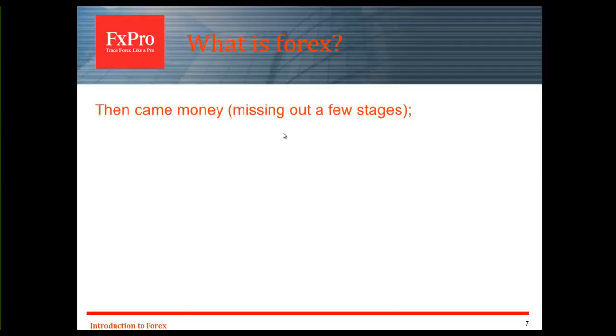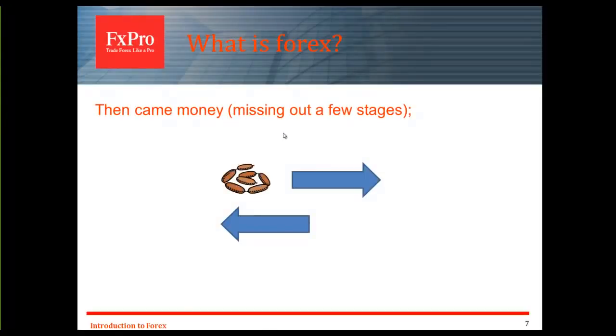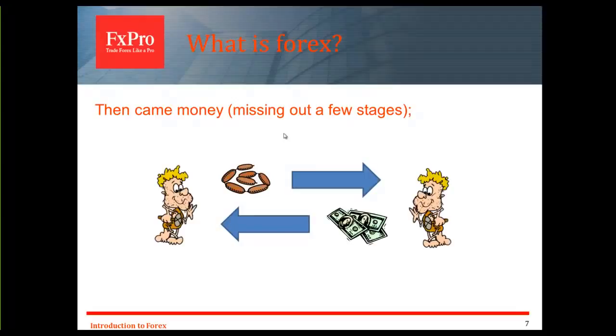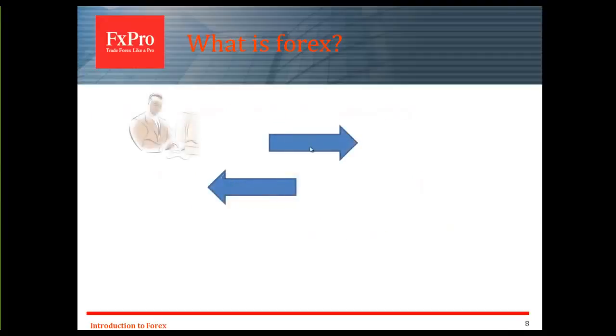Let's move forward, missing out a few stages, where we have money. So rather than carry around a barter economy, which can be difficult to divide up and also difficult to carry around lots of goods, you can have money. So essentially replacing one of those with money. We missed out the part about gold and commodities, etc. So I'm trying to keep this simple.